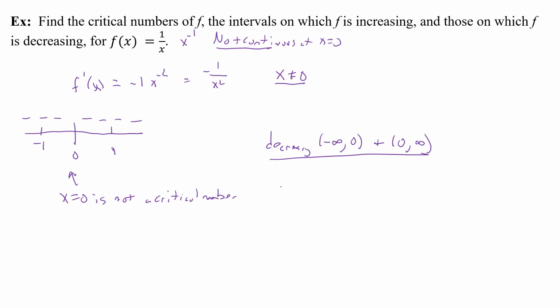Whereas in the earlier case, when we had a critical number, it was decreasing over the whole negative infinity to positive infinity range. So it was over the whole range, where this one's not. Okay, so let's stop there and we'll come back for more.